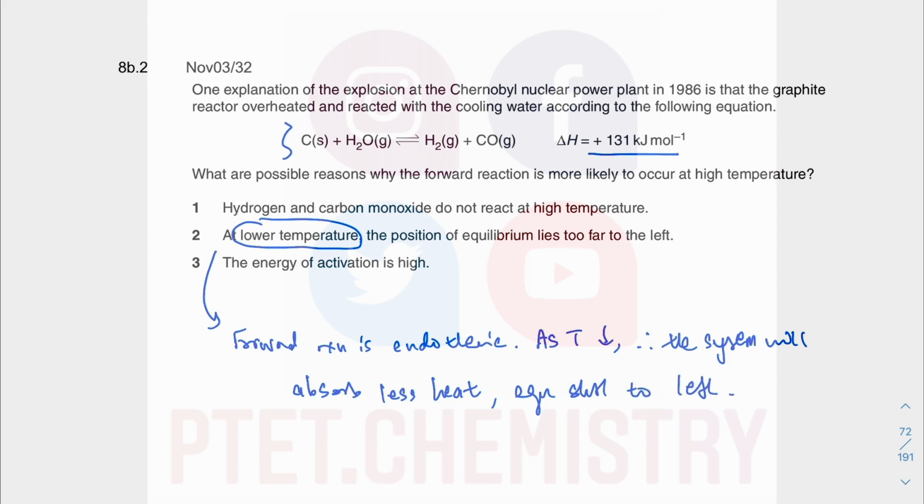You see, it's very easy to get confused, right? So you need to be aware of what is the system and what is the surrounding. Okay, so equilibrium shifts to the left, and equilibrium shifts to the left. So 2 is correct. How about 3?